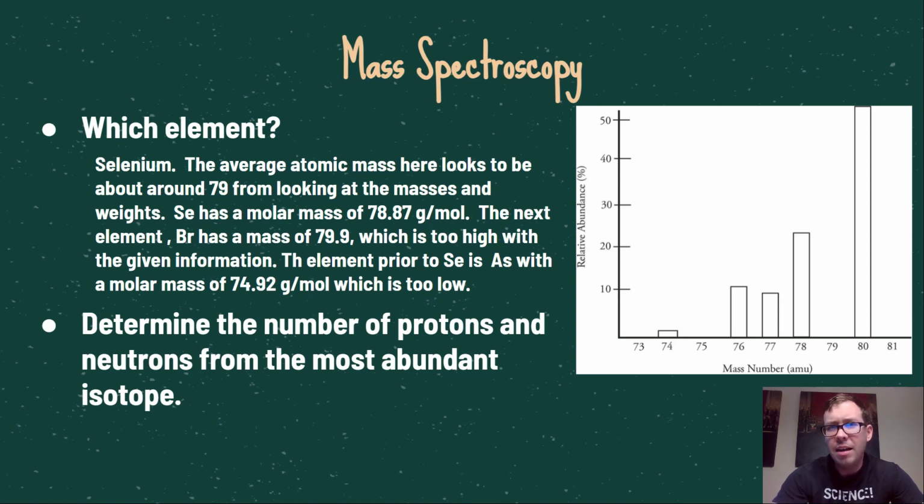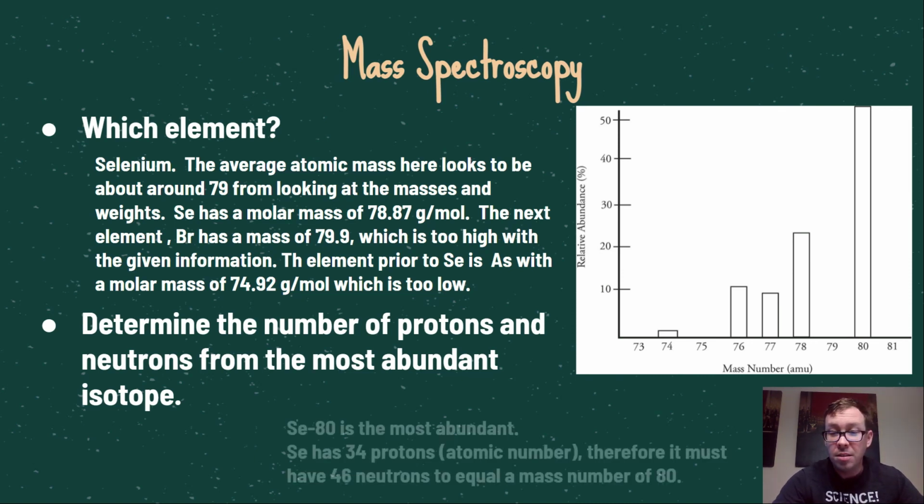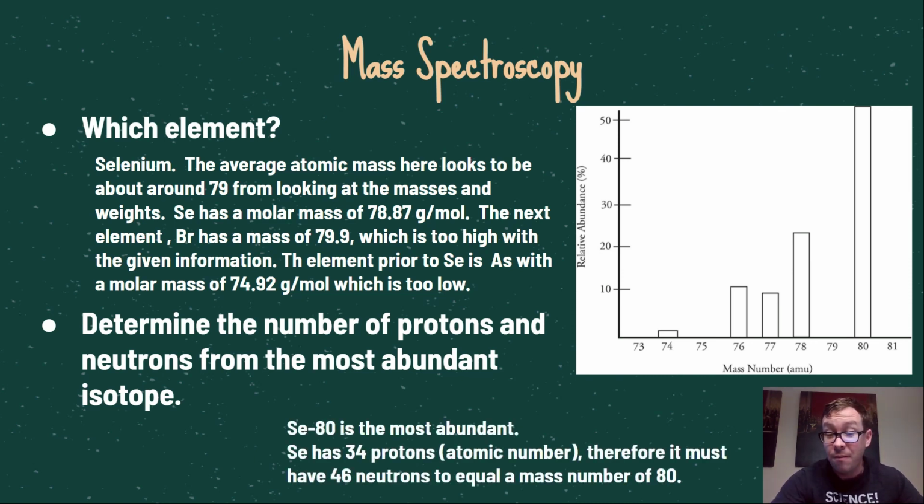Well, the most abundant isotope here is selenium 80. And so if I look at my periodic table, selenium has an atomic number of 34. And so as a result, it has to have 46 neutrons to equal the mass number of 80. Remember that the mass number is equal to the number of protons, which is the atomic number found on the periodic table, plus the number of neutrons. So 80 minus 34 is going to give me 46.